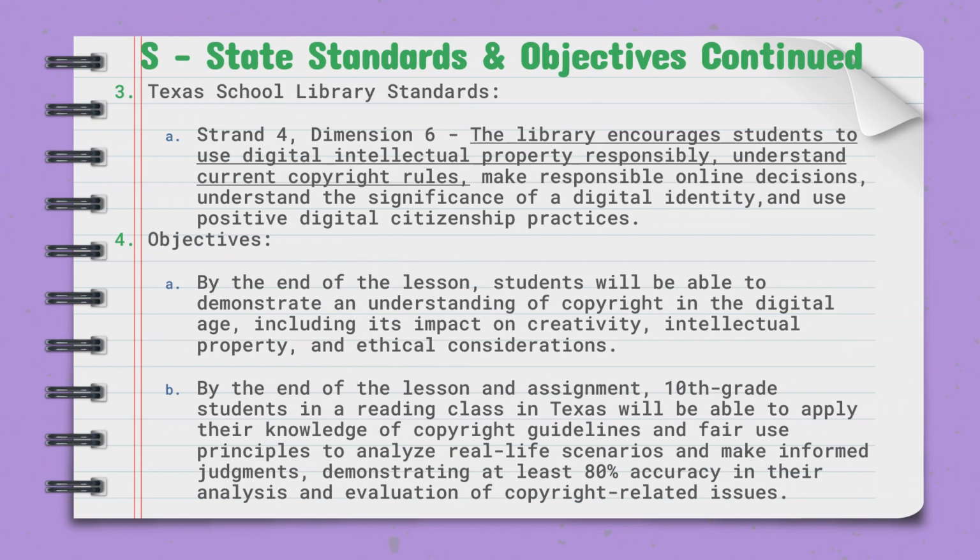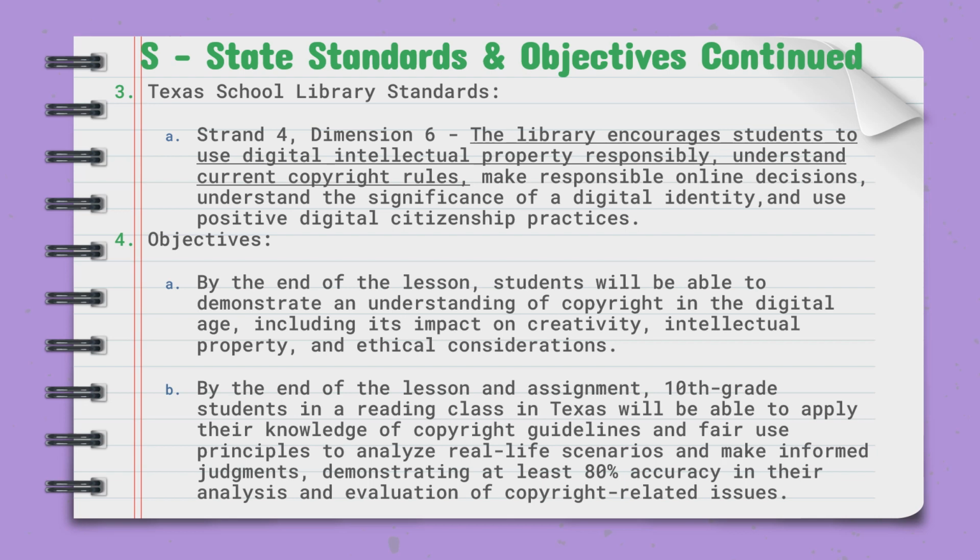Continuing on with state standards and objectives, the Texas School Library standards that I chose were Strand 4, Dimension 6. The library encourages students to use digital intellectual property responsibly and understand copyright rules, as well as make responsible online decisions, understand the significance of a digital identity, and use positive digital citizenship practices. The part I underlined is the part that directly connects to this lesson, right, which is where they're using digital intellectual property and they're understanding current copyright rules.